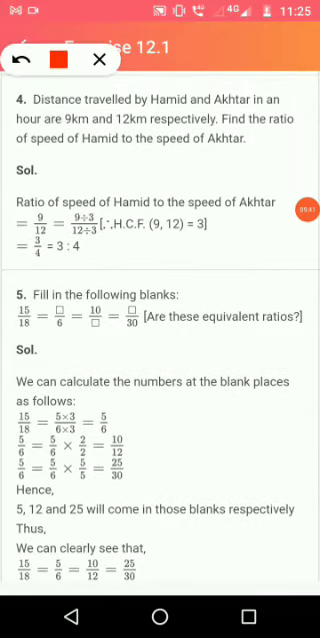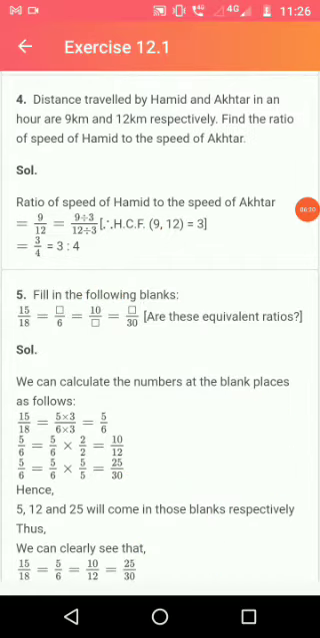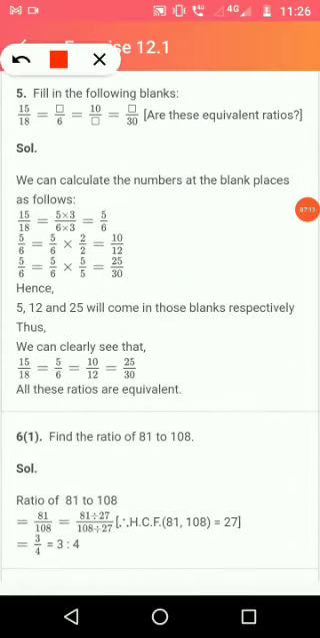Distance travelled by Hamid and Akhtar in an hour is 9 km and 12 km respectively. Find the ratio of the speeds of Hamid to Akhtar. So, what is Hamid's speed? Hamid's speed is 9 and Akhtar's speed is 12. They have asked me Hamid to Akhtar. So, Hamid to Akhtar. 9 is to 12. 9 by 12. If you cancel, 3 3s are 9. 4 3s are 12. 3 by 4, which is 3 is to 4. Okay? Clear? Next question.